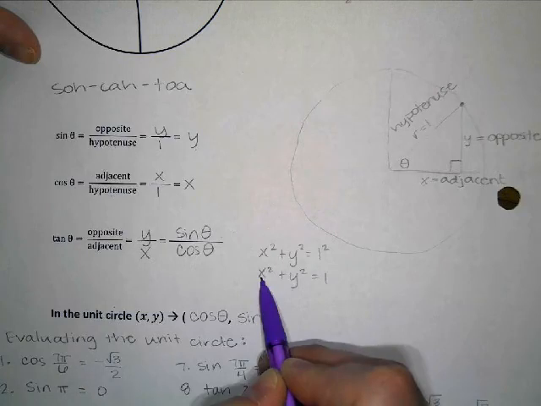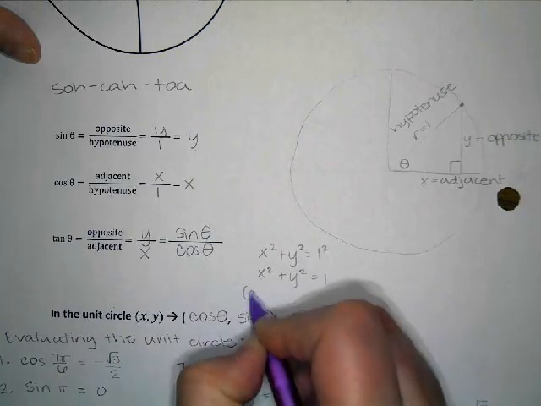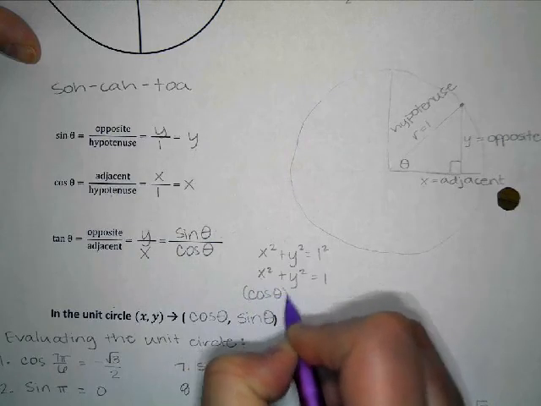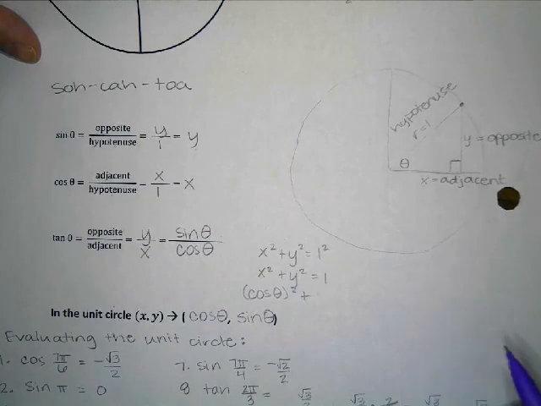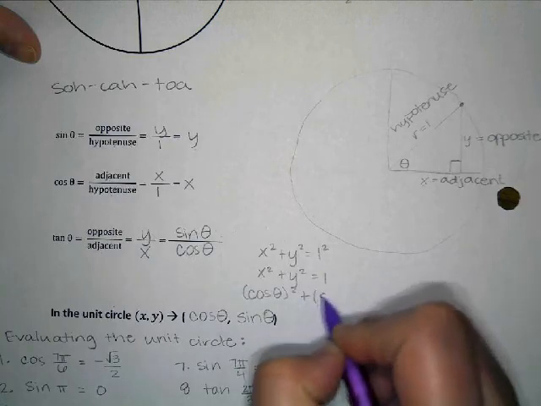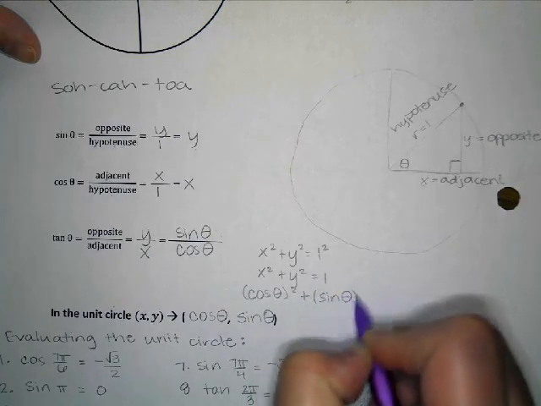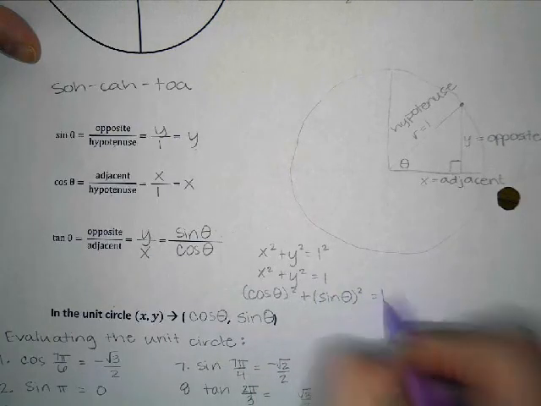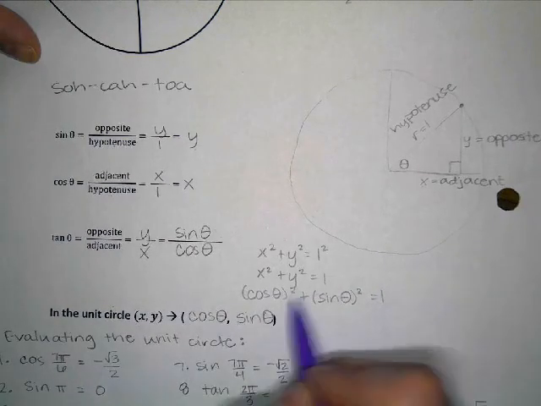For the unit circle, what is the x coordinate? Cos. So cos squared plus what is y? Sine. Sine squared is 1. Okay?